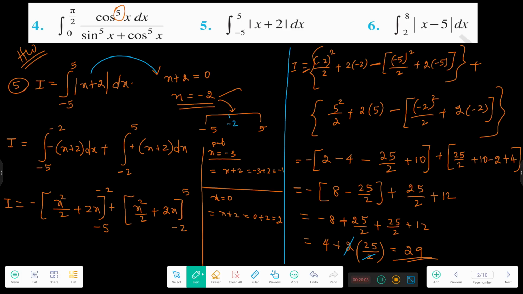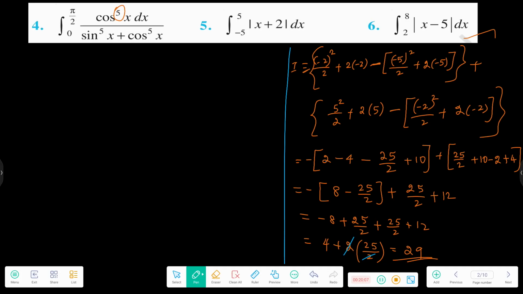Okay, in the same manner only question 6 we have to go, but I will do it, you just copy this. Raja, question number 6, let's start. I is equal to integral 2 to 8, they give modulus x minus 5 into dx.